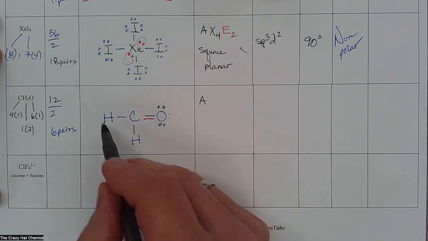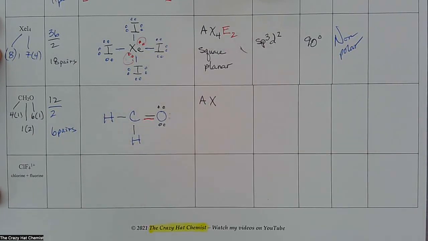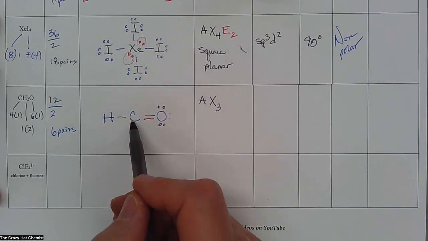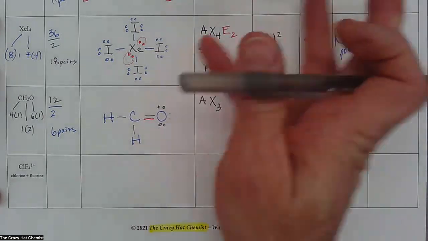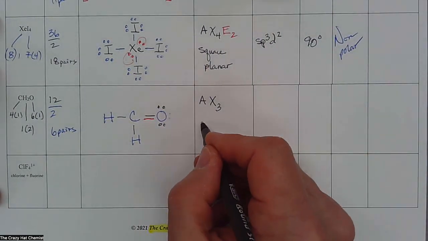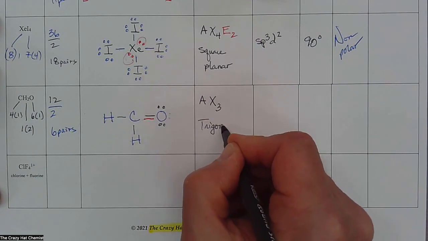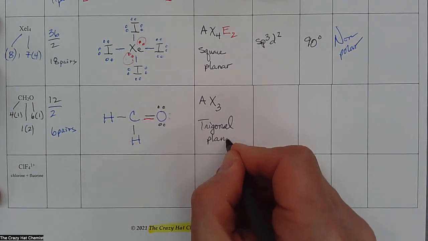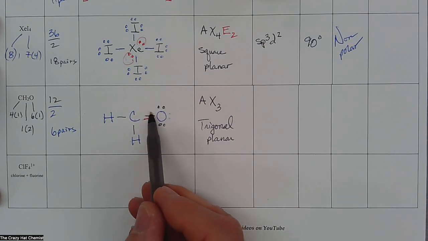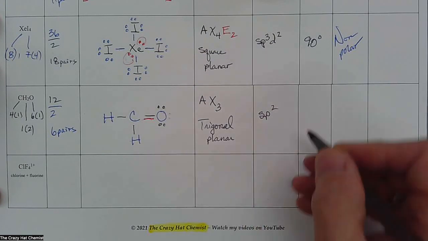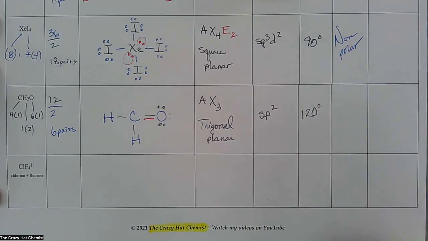The central element is carbon, and that is an A. I have three elements attached to it. Those are X's, and there's three of those, so that's three. And I do not have any lone pairs on the central atom. I do have them all over here, so that does not include lone pairs. So AX3 corresponds to trigonal planar, and the hybridization of this is sp2. And that is bond angles of 120.